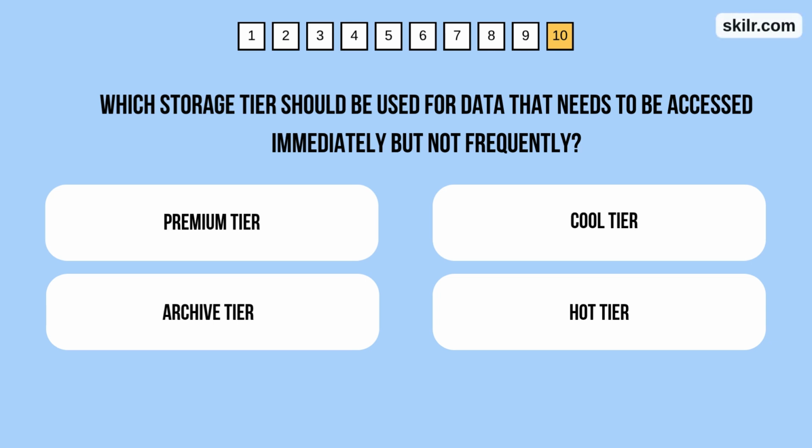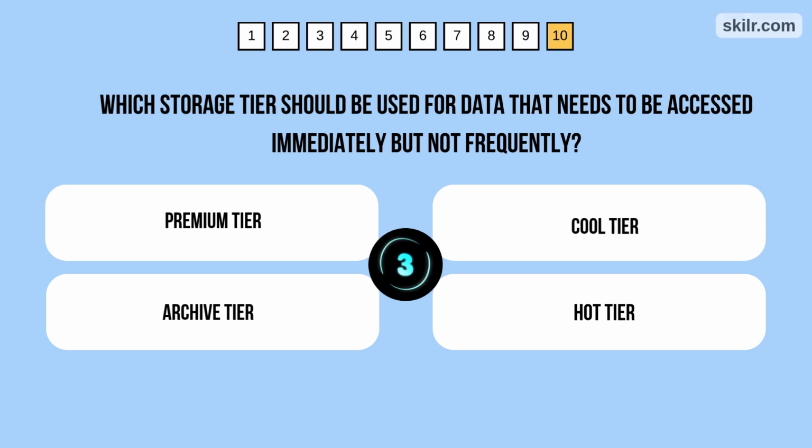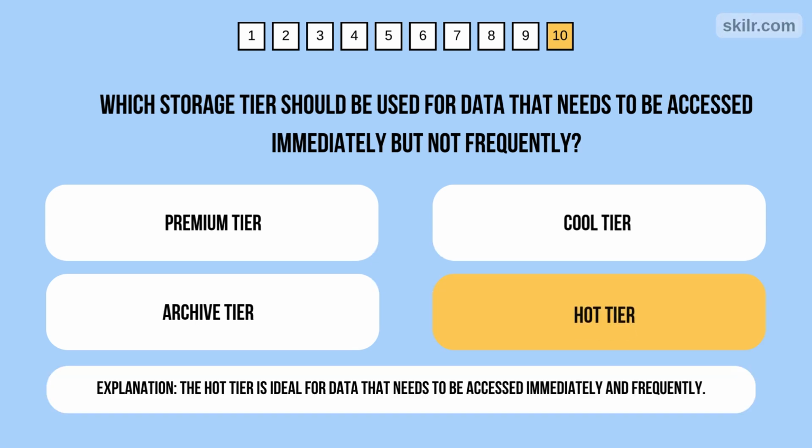frequently? The answer is Hot tier, as the Hot tier is ideal for data that needs to be accessed immediately and frequently.